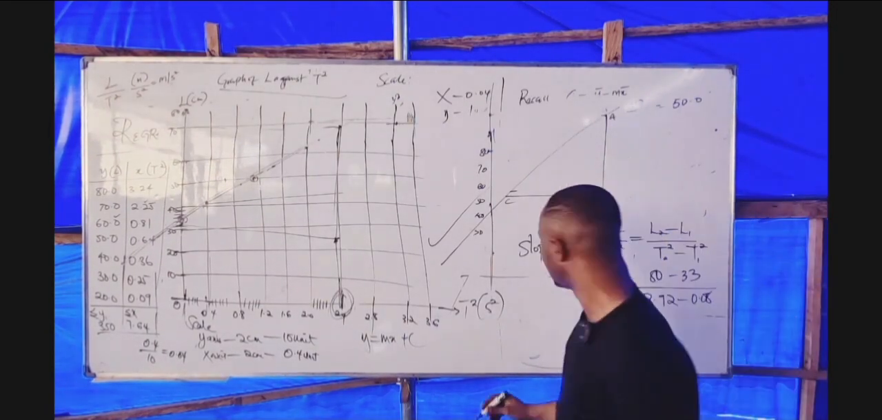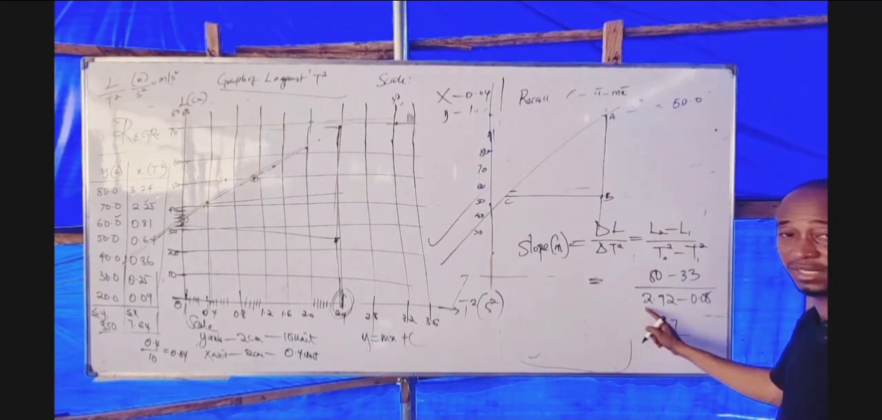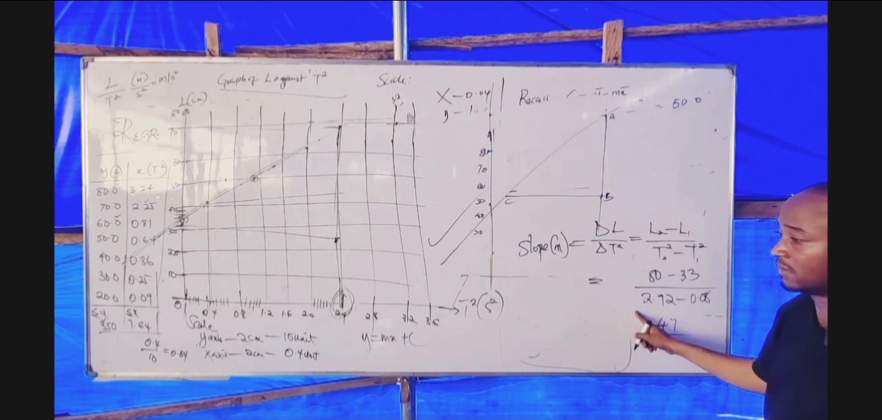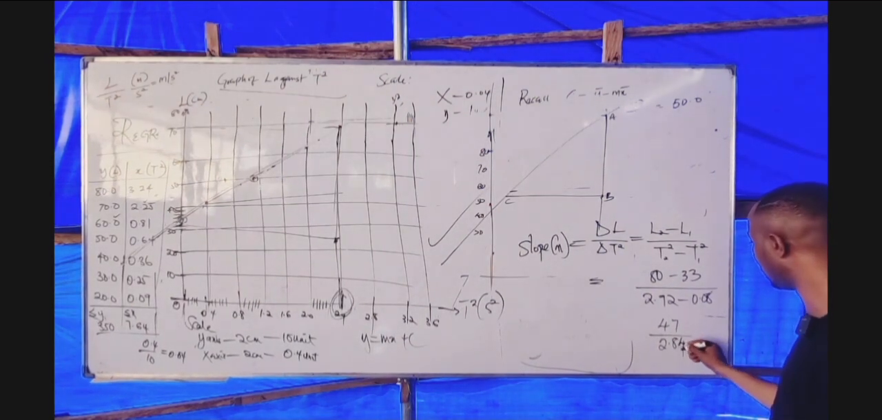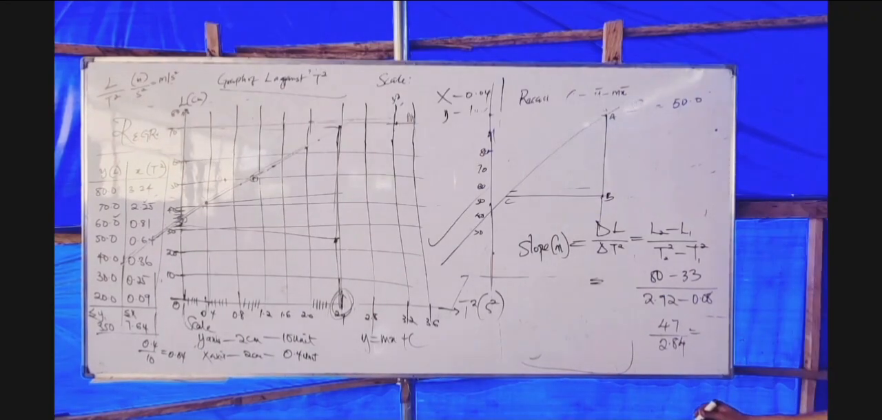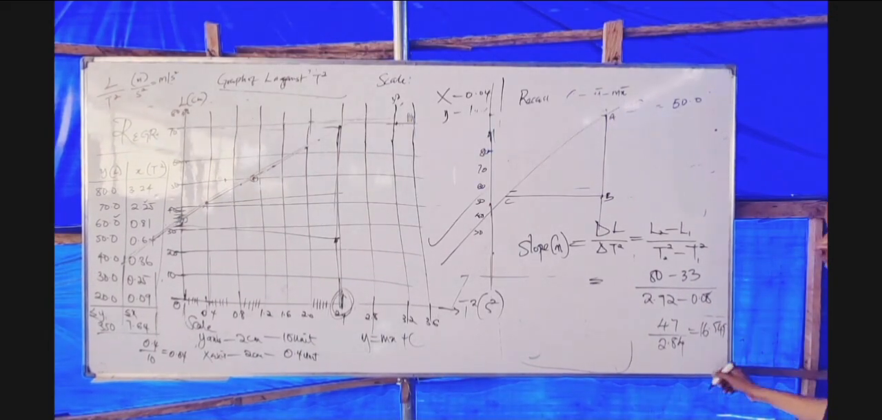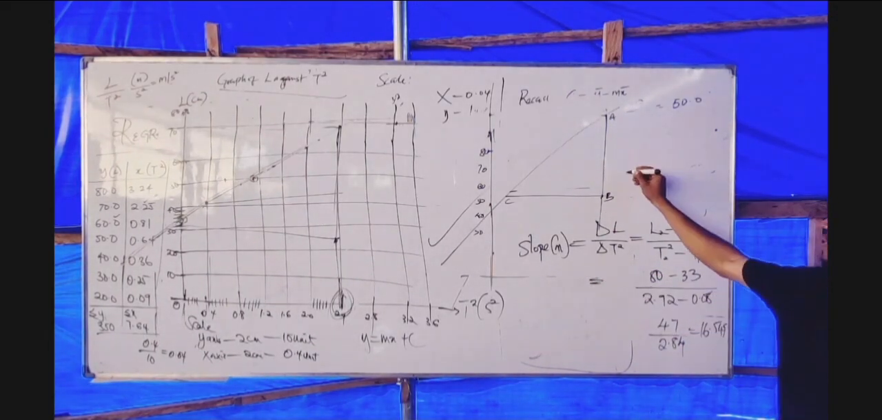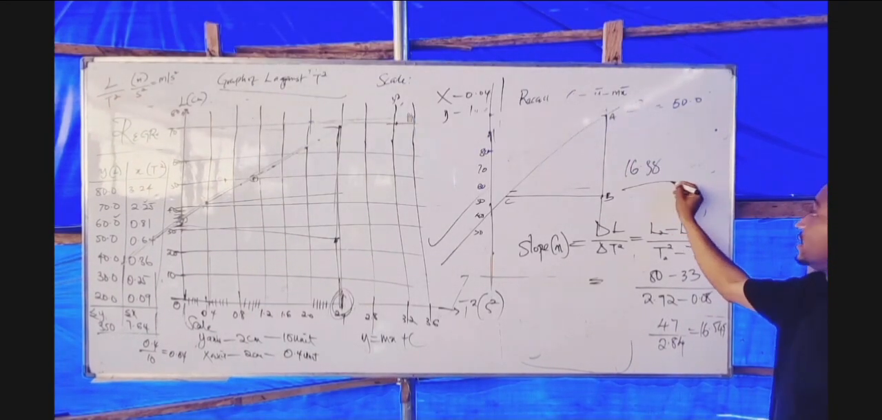Let's take 80 minus 33, 47 over, what do you have here? Be fast. 2.84. We have to divide this, what do you have? Divide 47 by 2.84. 16.54. What do you have as a slope under regression? 16 point what? 38. Are you seeing the difference now?